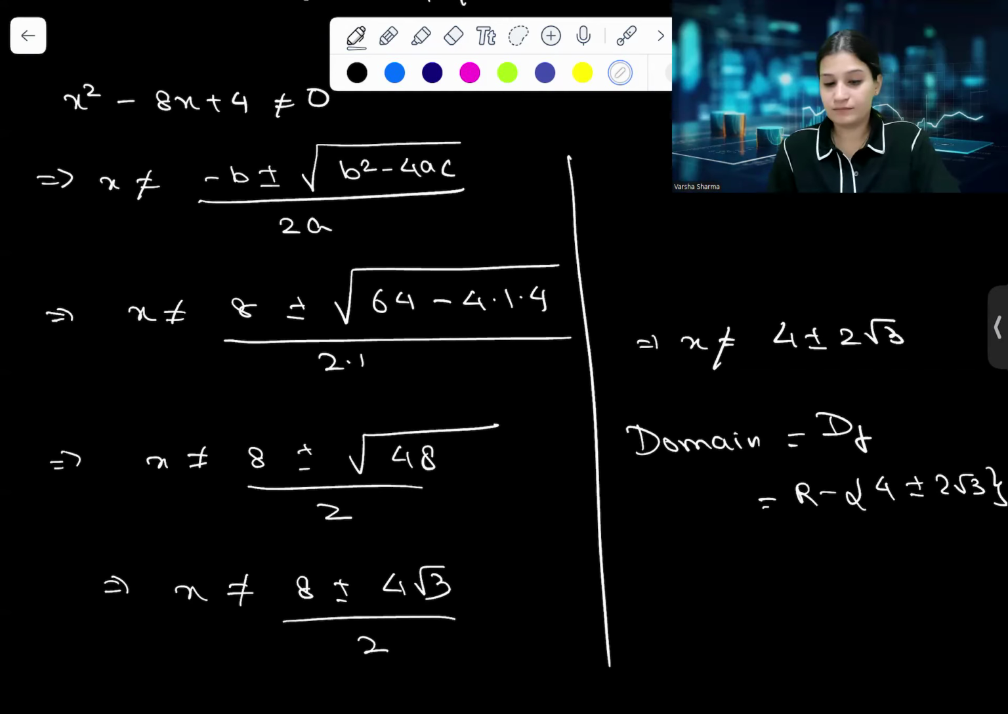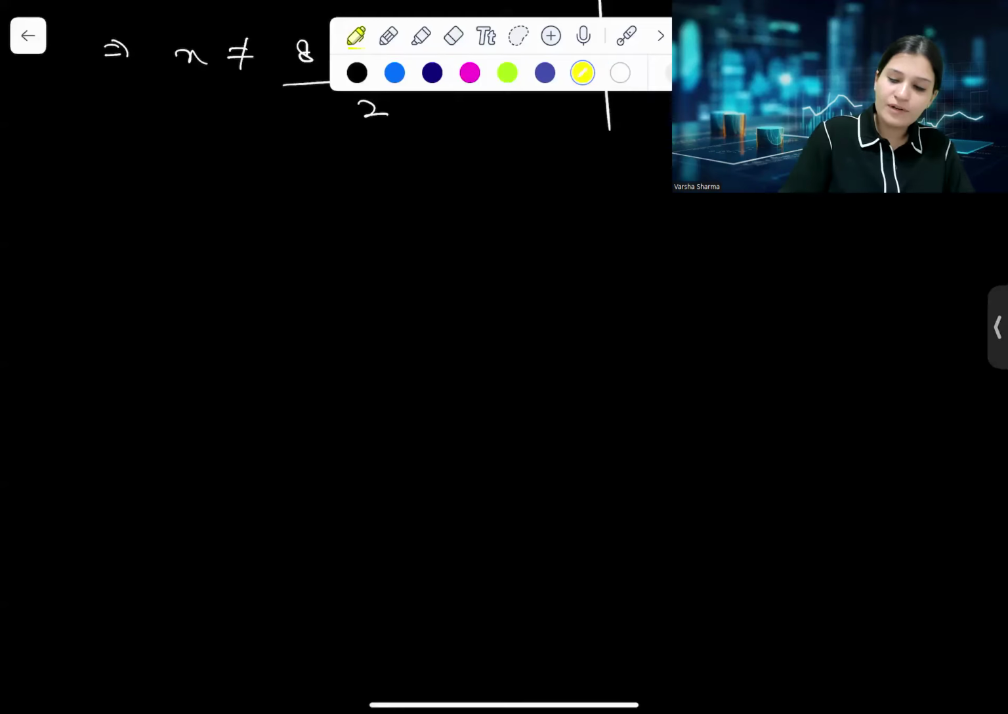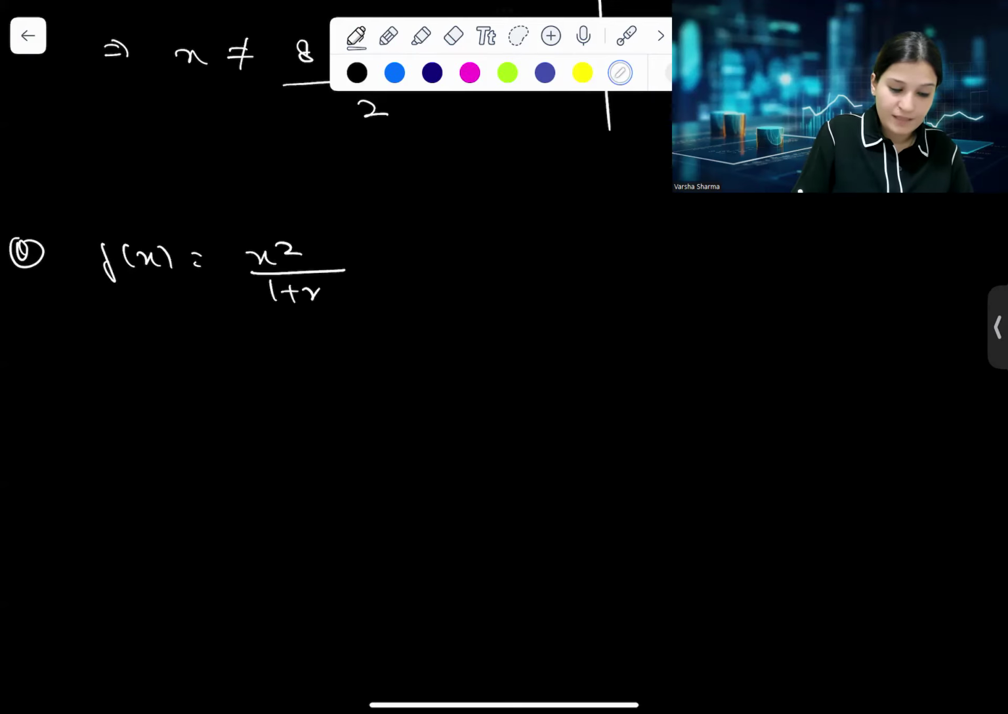Done? Understood, everybody? Now, the second is, okay, what will happen here? If I tell you function is x squared upon 1 plus x squared.